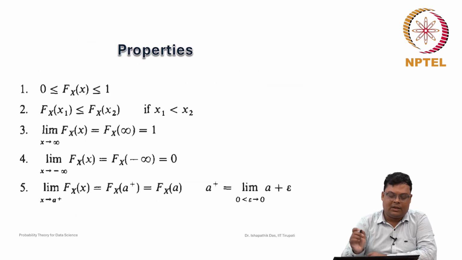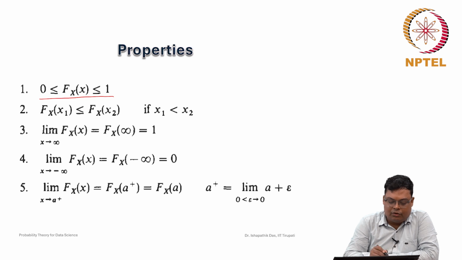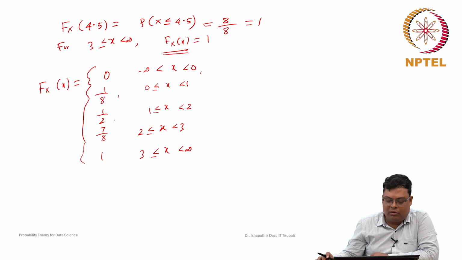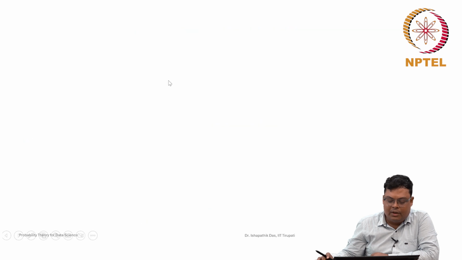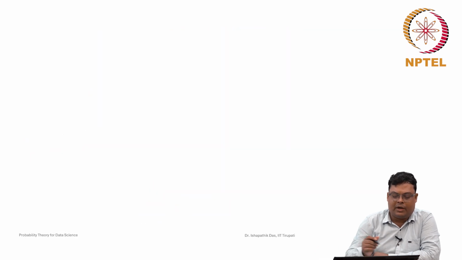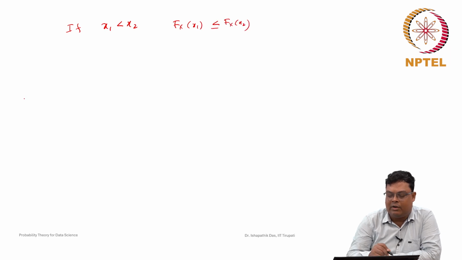Some of the properties: because it is a probability, it will always be between 0 and 1, and we can show that it is a non-decreasing function. You can see here that it may be constant, but it will always increase, it will not decrease. It is easy to prove. The property is: if x1 is less than x2, two real numbers, then F_X(x1) is less than or equal to F_X(x2). In general, we can prove this.